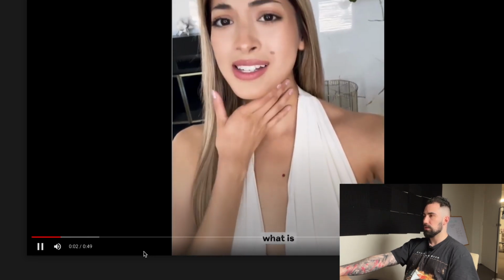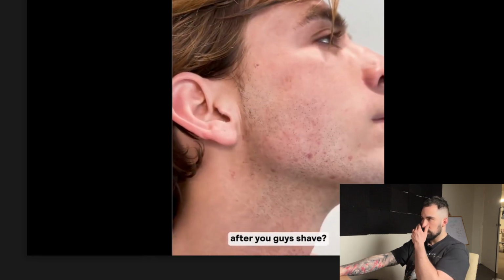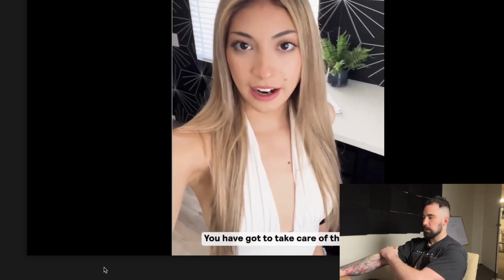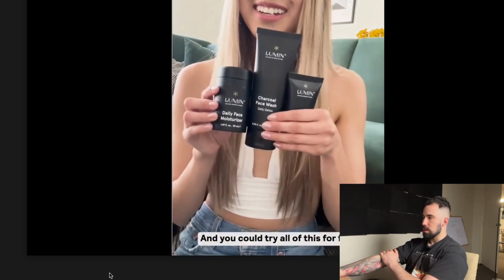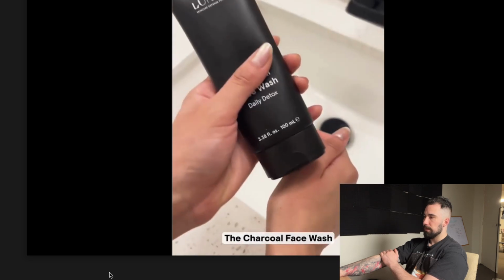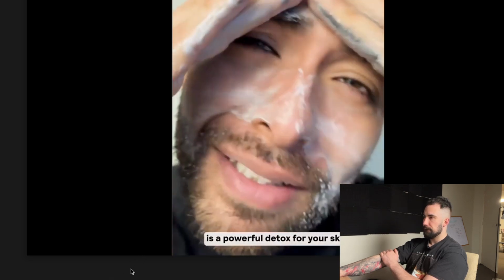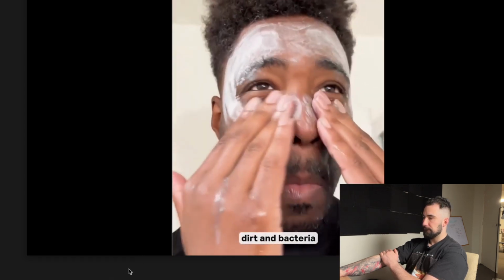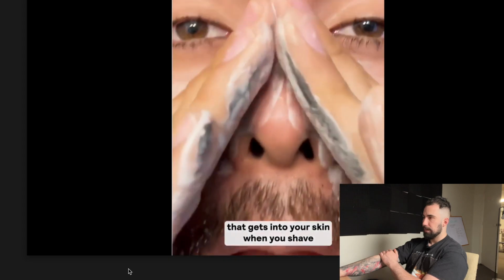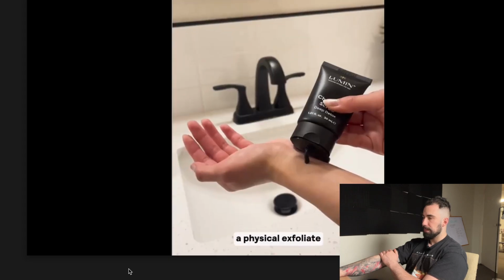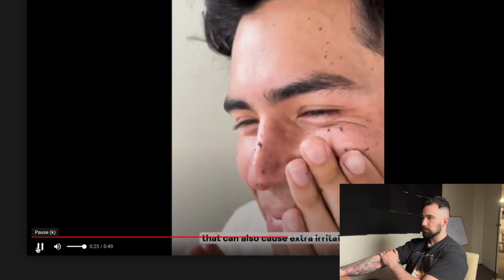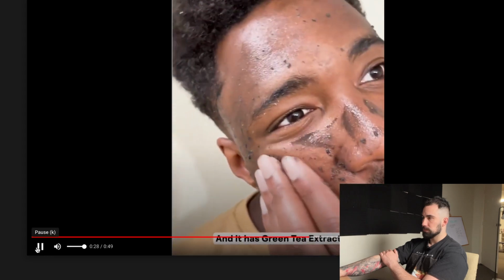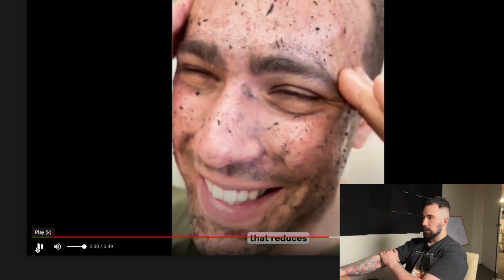Okay, guys, what is up with all those red bumps on your face after you shave? You have got to take care. Just get Lumen. It only takes 90 seconds a day, and you can try all of this for free. The charcoal face wash is a powerful detox for your skin. Activated charcoal attracts dirt and bacteria that get into your skin when you shave. The charcoal scrub uses a physical exfoliant made from cotton instead of harsh chemicals that can also cause extra irritation, and it has green tea extract that reduces.